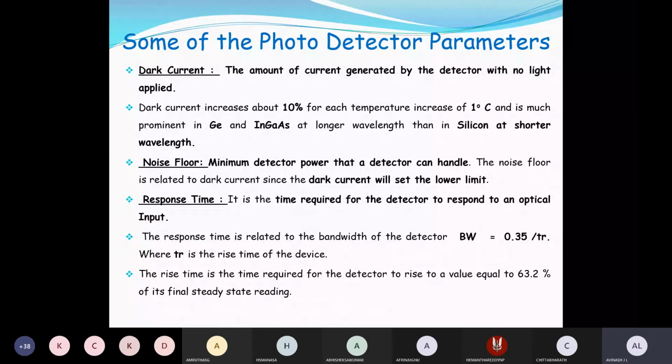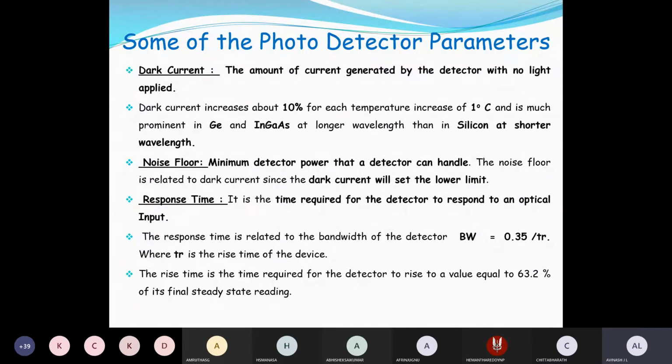So when you're talking about the noise floor: the minimum detector power that a detector can handle is called as what? Noise floor. The noise floor is related to the dark current, since the dark current will set the lower limit.